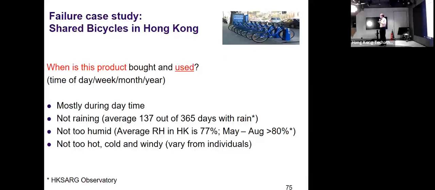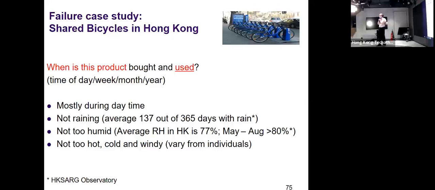When? Now, this is serious. Mostly during the day. Now, when it is not raining. In Hong Kong, government statistics from the Hong Kong Observatory, 137 days out of 365 days. So that is slightly more than one third of the time in Hong Kong.